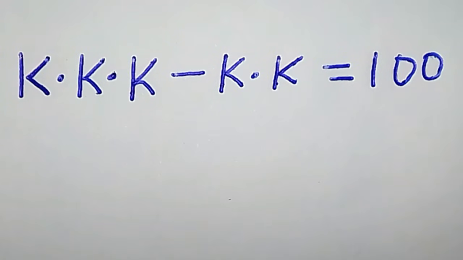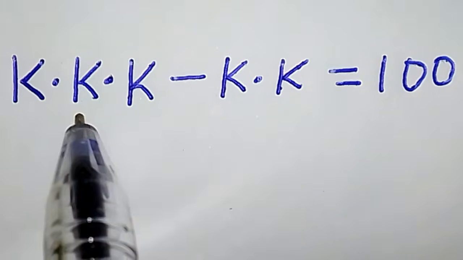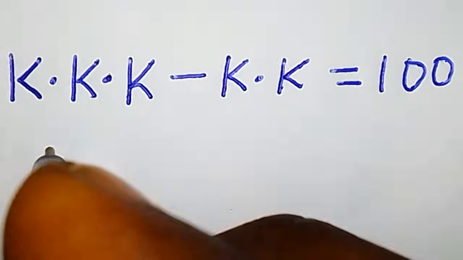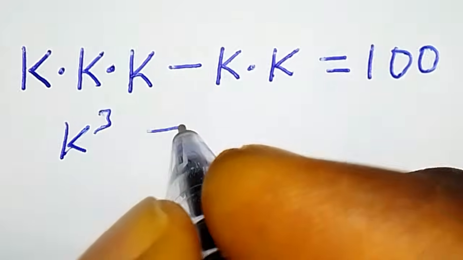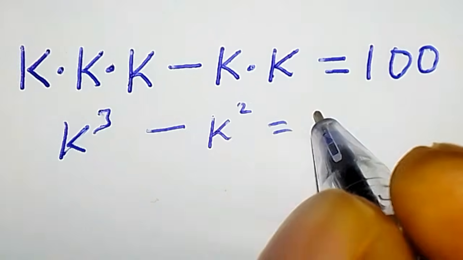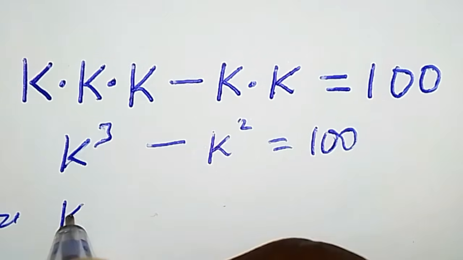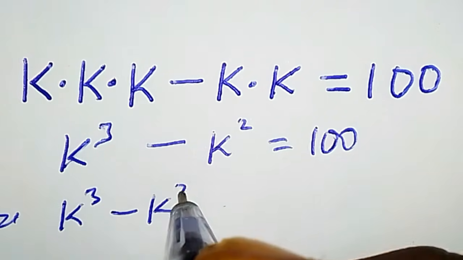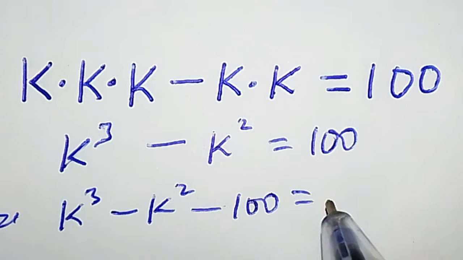Hello, how do we solve this beautiful math question? K times K times K could be written as K to the power of 3, minus K times K, that is K square, equal to 100. This means that K to the power of 3 minus K square minus 100 is equal to 0.